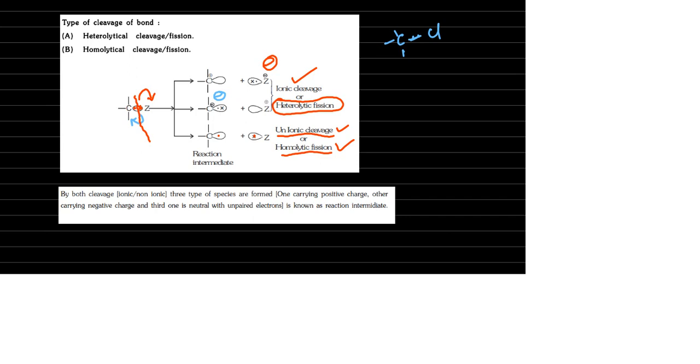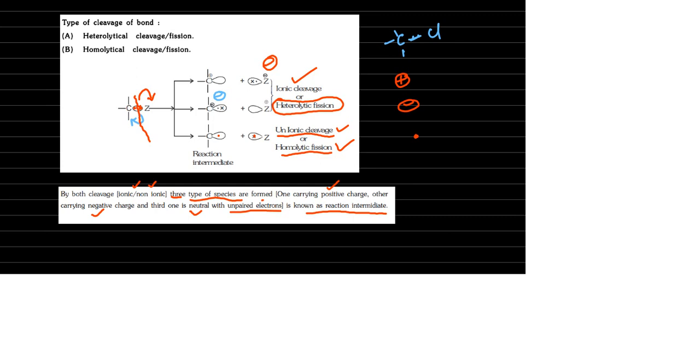Okay, so in total we are getting three types here. One is positive, one is negative, the other one is free radicals. Okay, so both cleavages, ionic and non-ionic, give three types of species: one carrying positive charge, one carrying negative charge, and the third one neutral with an unpaired electron. These are known as reaction intermediates.